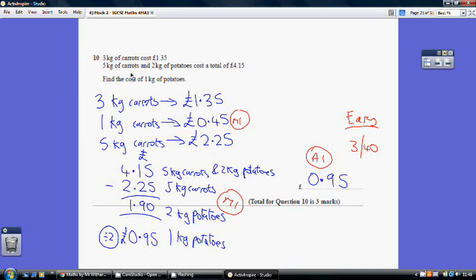Now we know that 5 kilograms of carrots together with 2 kilograms of potatoes cost £4.15. So given that 5 kilograms of carrots alone cost £2.25, if we do £4.15 take away £2.25, that tells us how much 2 kilograms of potatoes must cost. So if that's 2 kilograms of potatoes, to get 1 kilogram of potatoes, we need to halve this, giving us £0.95.